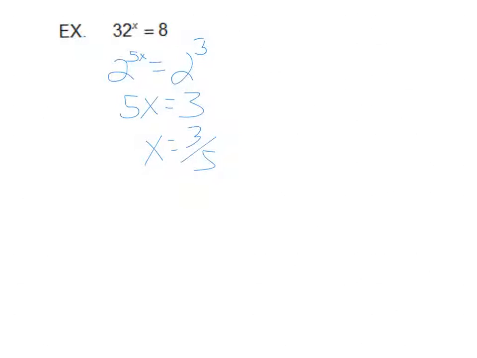Now, of course, this won't always work. Suppose we had 3 to the power of x equals 10. There's no way you can change 10 into 3 to some power. So there's got to be another way to do it. We'll use logarithm properties to solve problems like this.